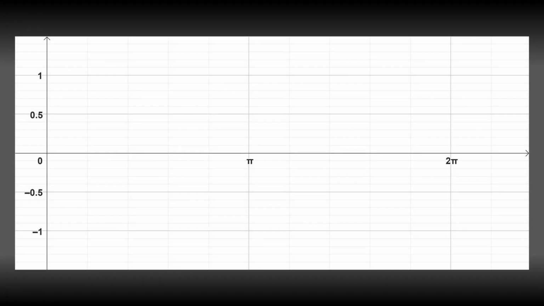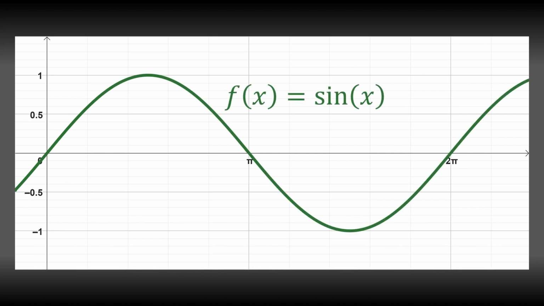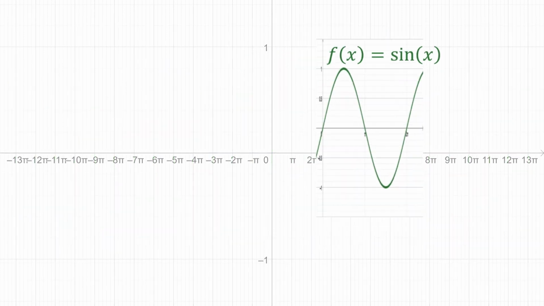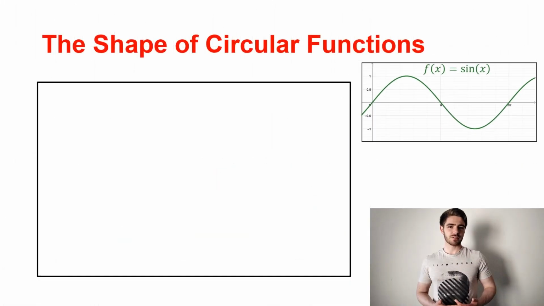Let's get to it. There are two basic shapes of circular functions. First, let's look at sin x. It creates this sort of wave-like pattern which will continue forever if the domain isn't restricted. When it comes to graphing circular functions, there are a few key properties that you'll need to be aware of.